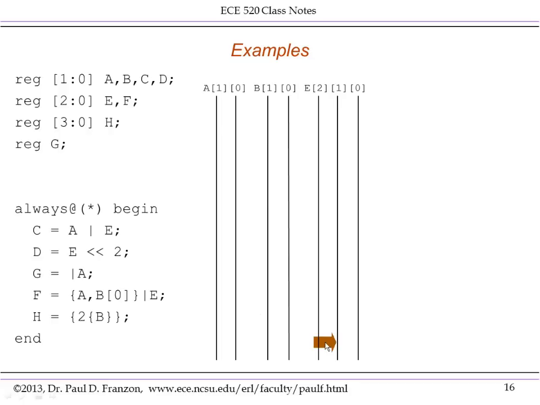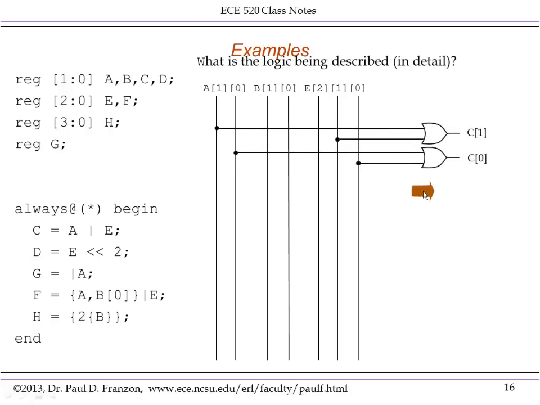Let's now look at what logic is specified here. What I've done here is these vertical lines are the various bits of the inputs. I'm going to work out how they're connected to the outputs, which will come out the right hand side here. First of all, let's do C equals A vertical bar E. Though on the right hand side it is expanded to 3 bits in order to do the calculation. C is only 2 bits wide, so after synthesis we only get those 2 bits. And all they're doing is taking the appropriate bits of A and E and ORing them together.